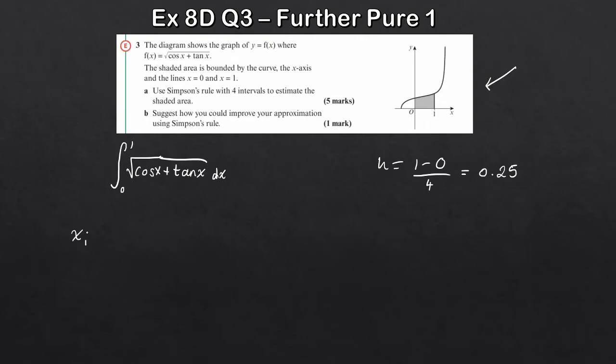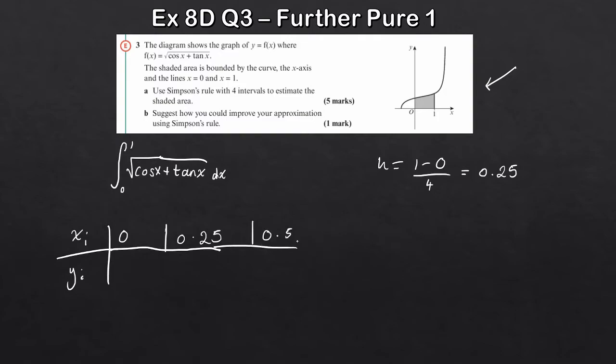Now we need to do our table of values. So xi, yi, and remember we start at the lower limit. So the lower limit is 0. Our next one will be, because we're going up in quarters, it'll be 0.25. Our next one will be 0.5, next one will be 0.75, and then finally 1.